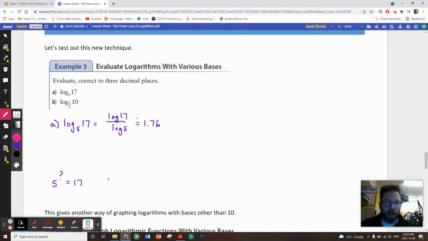You can try that out on your calculator. You can always check these. 5 to the power of 1.76 should be very close to 17. It's 16.9897, and so on. So yes, it checks out. Let's try it with B.